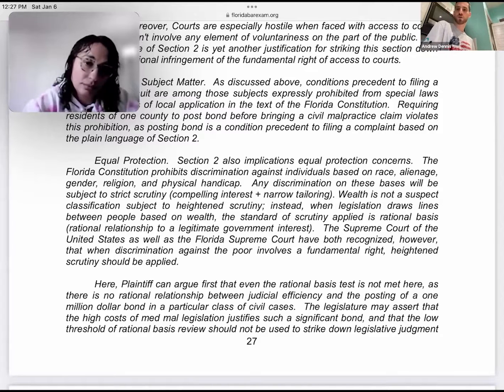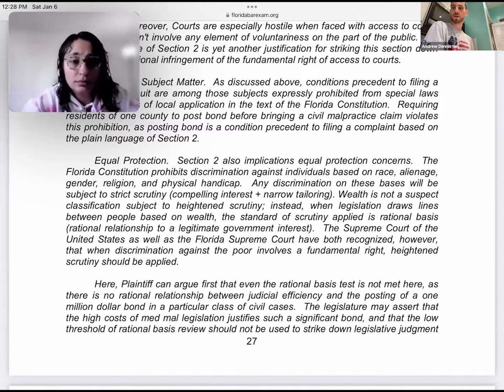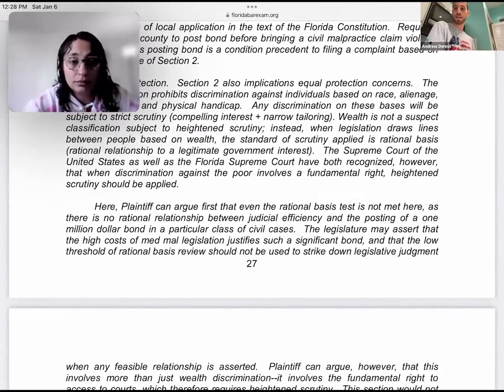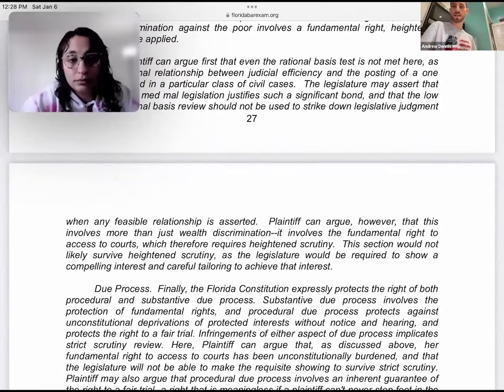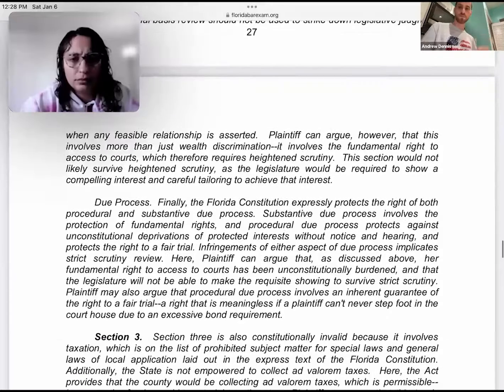Instead, when legislation draws lines based on wealth, we use rational basis. The Supreme Court of the United States, as well as the Florida Supreme Court, have both recognized, however, that when discrimination against the poor involves a fundamental right, heightened scrutiny should be applied. Here, the plaintiff can argue that even the rational basis test is not met. There's no rational relation between this action and its purpose. The legislator may assert that the high cost of med mal is XYZ. Plaintiff can argue, however, that it's more than just wealth discrimination. It involves the fundamental right to access to court, heightened scrutiny, and the legislator is not likely to prevail.